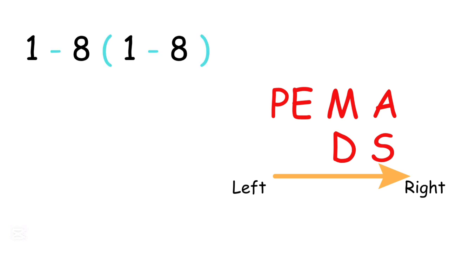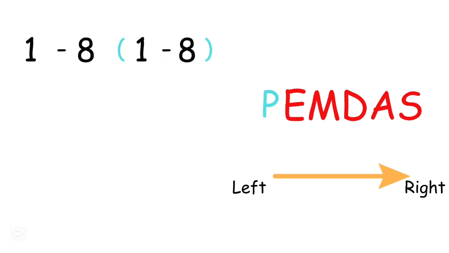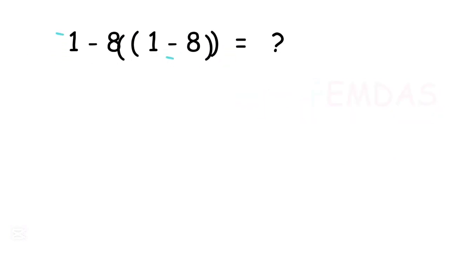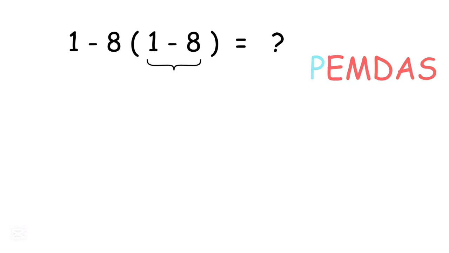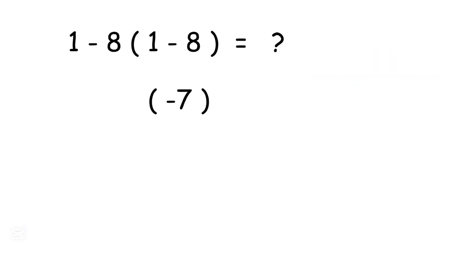All right, in this expression, we have 1 parentheses and 2 subtractions, okay? So according to PEMDAS, first we have to do this parentheses and then the subtractions. And inside this parentheses, we have 1 minus 8, which equals negative 7. And the remaining part is 1 minus 8. Now our equation looks like 1 minus 8 parentheses negative 7.